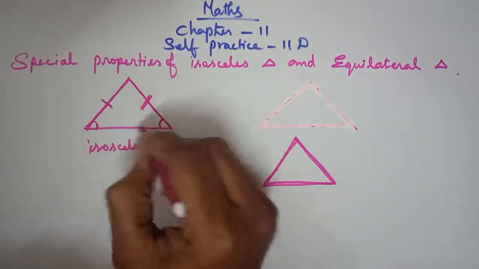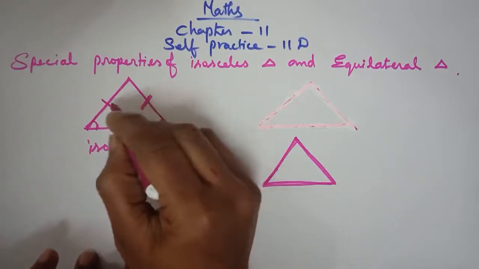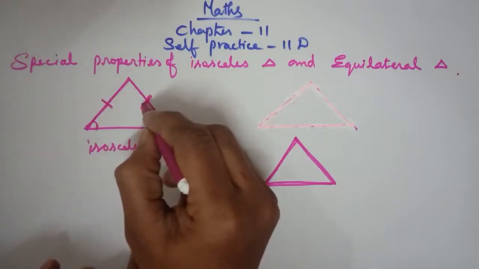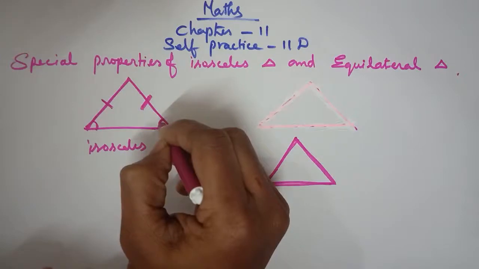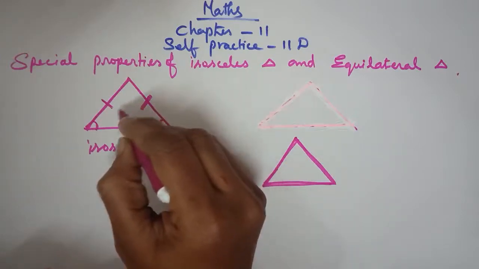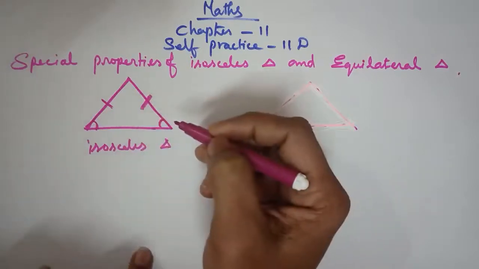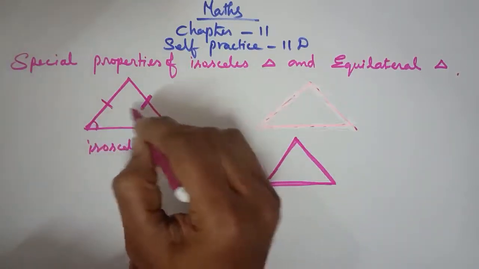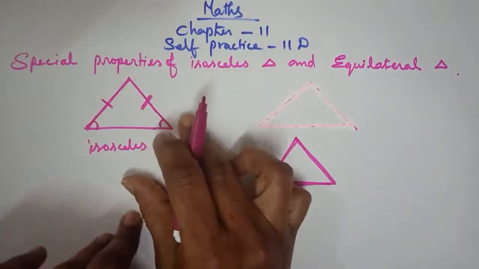If two angles are equal, then the sides of the triangle opposite the two equal angles are equal. The sides opposite to two equal angles are equal. Is it clear? These are important properties of the isosceles triangle.